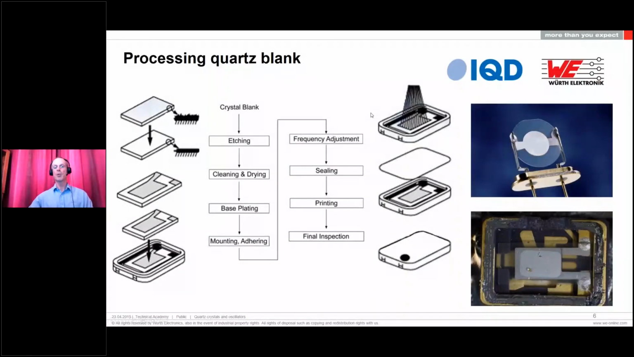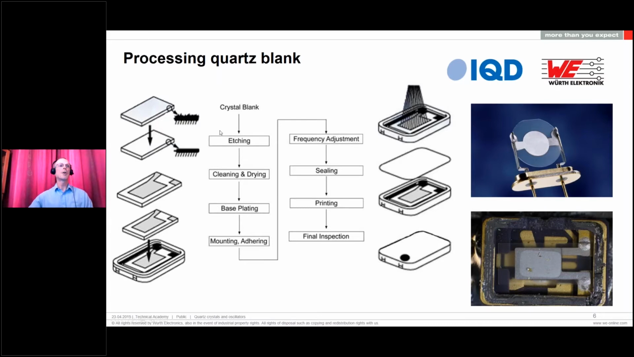Once we've sliced our quartz and made our blanks, we then need to process them. This diagram shows a quick cut down version of what happens. As you can see, we've grown our quartz, we've sliced it up, we've processed it into blanks. We now need to add some metal electrodes.